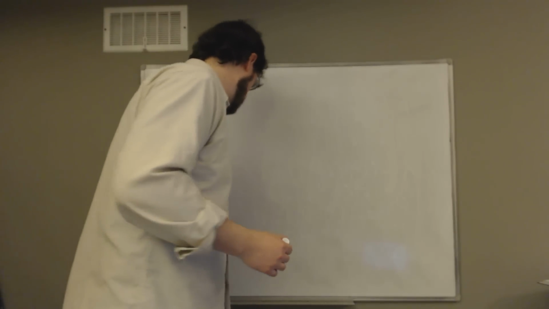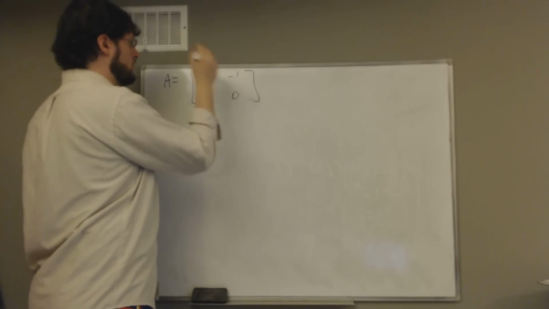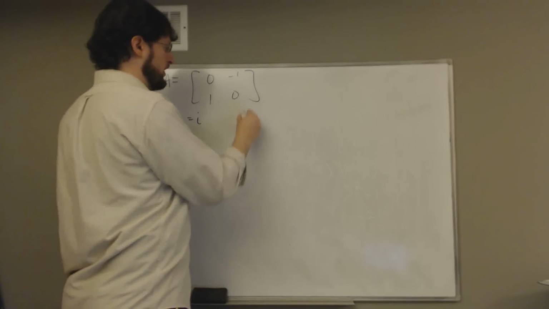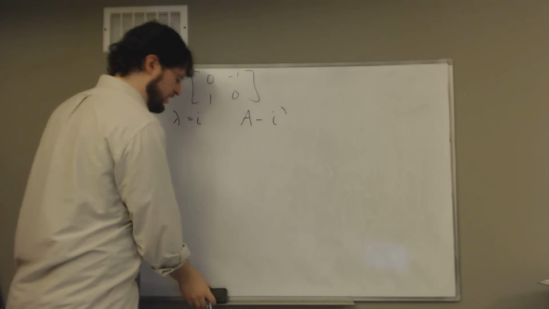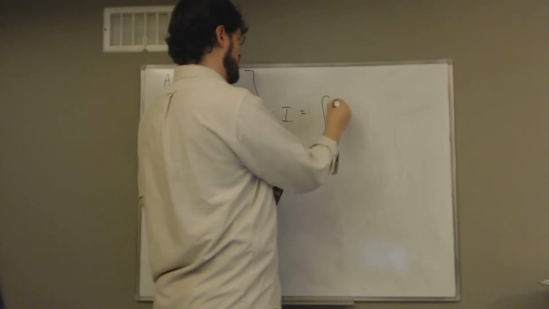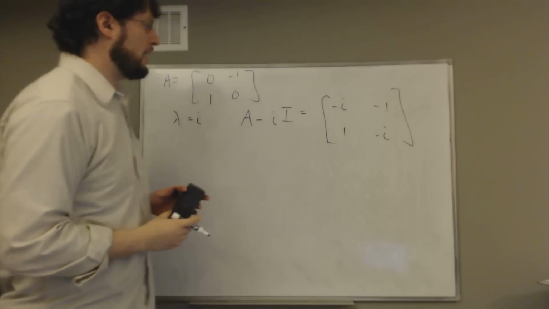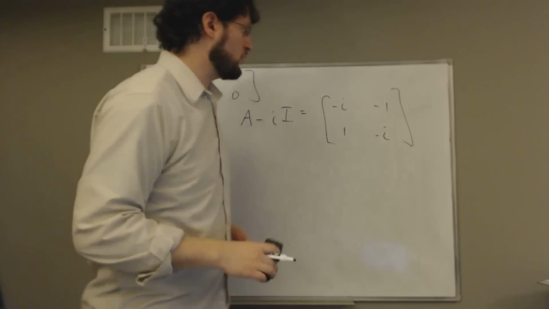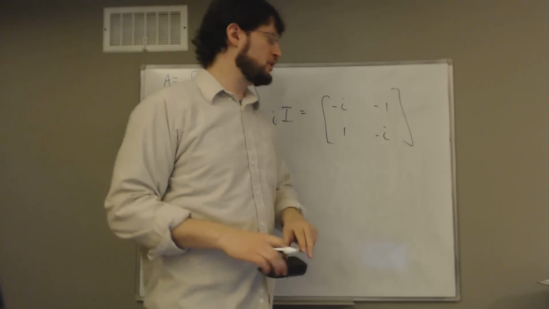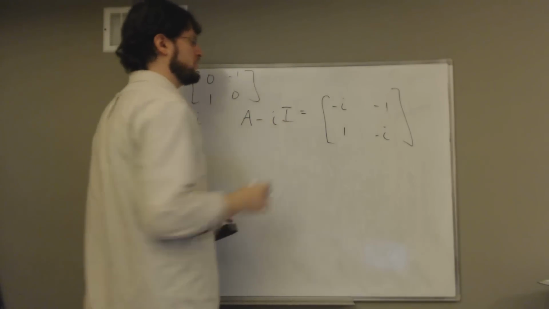So if lambda is i, and A was 0, 1, minus 1, 0, then what we're looking at is A minus i times the identity matrix, which is negative i, 1, minus 1, negative i. Now, we could row reduce this. Actually, this one is a little bit tricky to row reduce. These i's that end up being in here really do make for some trouble as far as row reducing these matrices. This one wouldn't be so bad, but we'll see some in the future that are trickier.